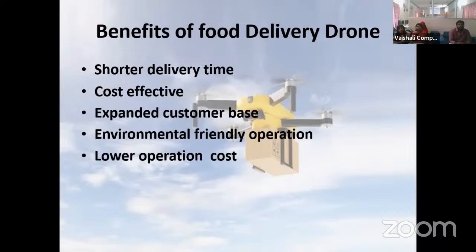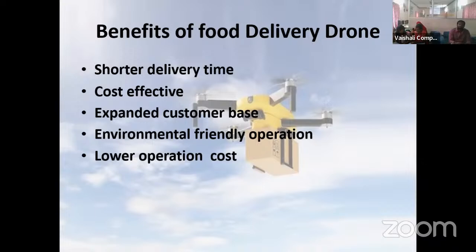Shorter delivery time, cost effective, expanded customer base, environmentally friendly operation, lower operation cost. Shorter delivery time: when the person orders online, it will be delivered to the customer soon. And nowadays, when we order offline, it can take a longer time than we expected because of the traffic or multiple orders in the same area. With the drone, we will get the food faster.